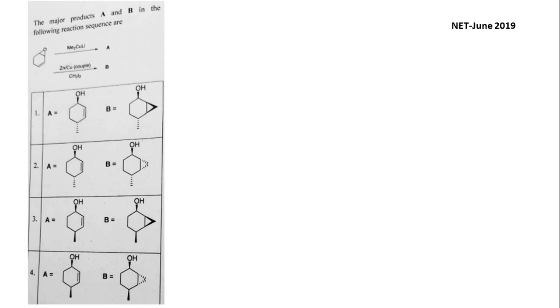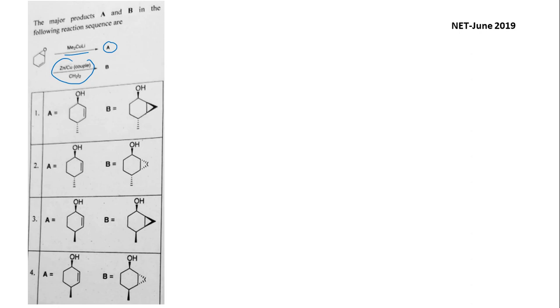Major products A and B in the following reaction sequence. Here the first reagent is Me2CuLi, we are getting A. Then it is treated with zinc-copper couple and CH2I2. Now this reagent is the Simmons-Smith reagent. The Simmons-Smith reaction I have also discussed. You can check the videos.